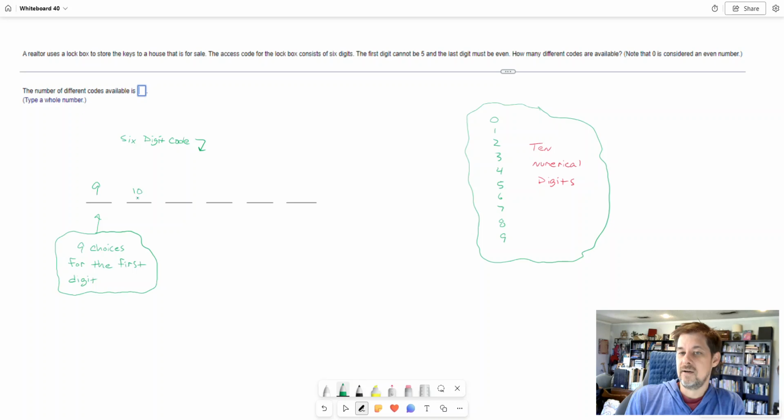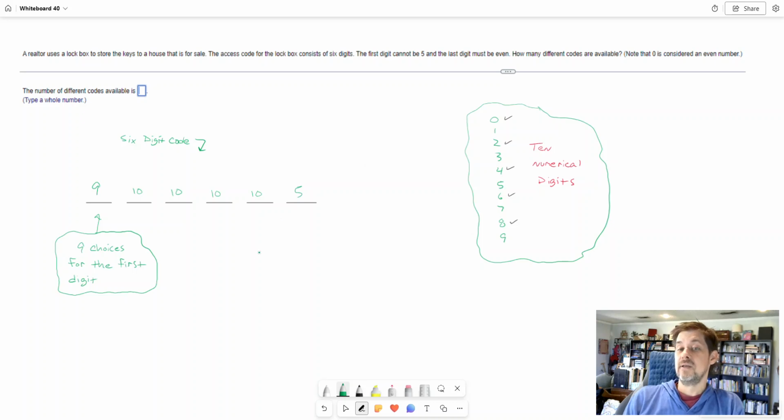But then I have 10 on the second because it says there were no restrictions. I could choose any of the digits 0 through 9 on the keypad as the next one. And then 10 for the third, and then 10 for the fourth, and then 10 for the fifth. But then when I get to that last digit, it said that that last digit must be even. And for clarification, 0 is going to be considered an even number. So let's see. For that last digit, I could choose 0, 2, 4, 6, or 8. Those are the even numbers, all right? So let's see, that's 1, 2, 3, 4, 5. I got 5 choices for that last digit.